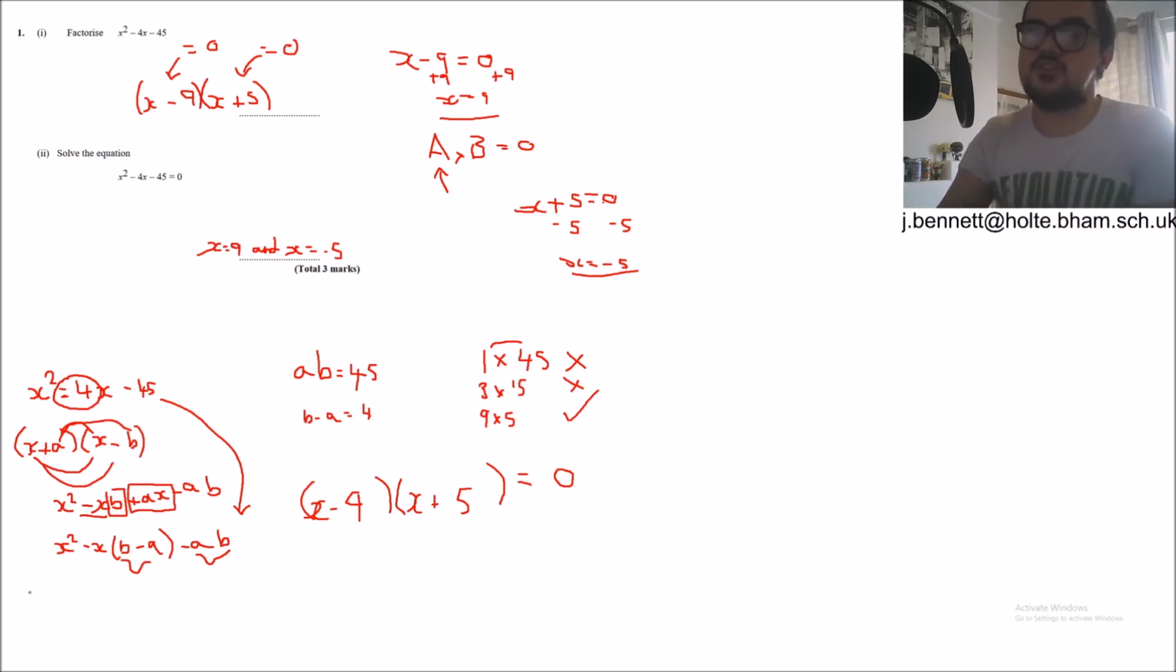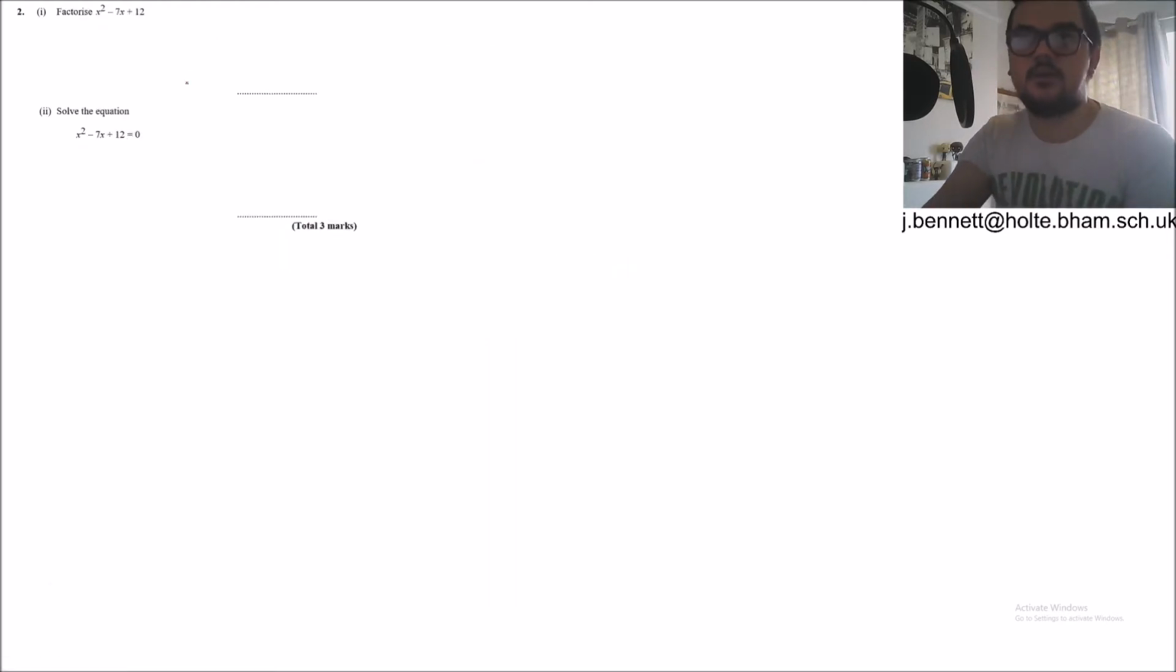So we've done this question. Let's go to the next question. Again, we're doing the same thing. So this time we have a plus here and a negative here. So we're going to have x and x. We want two numbers that multiply together to get plus 12.